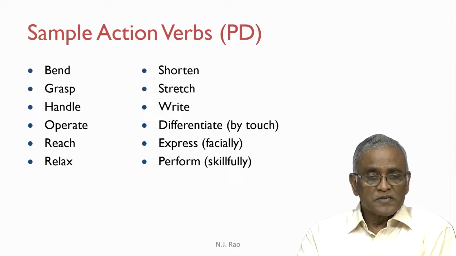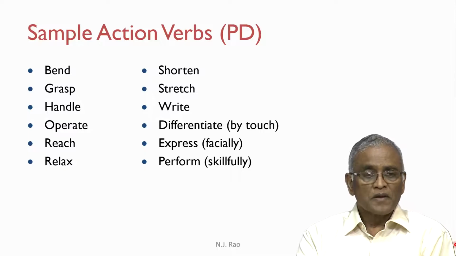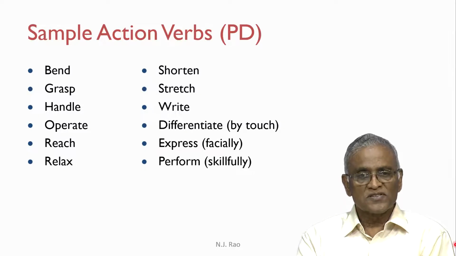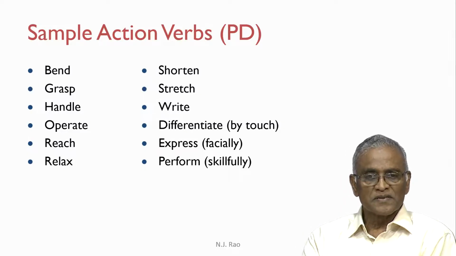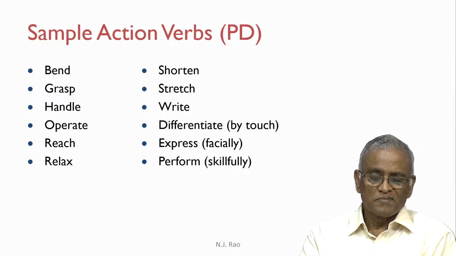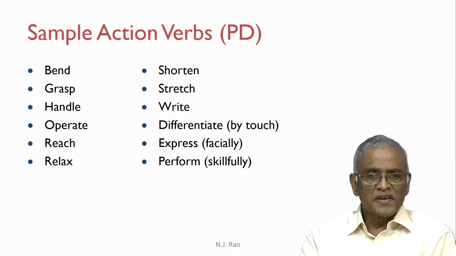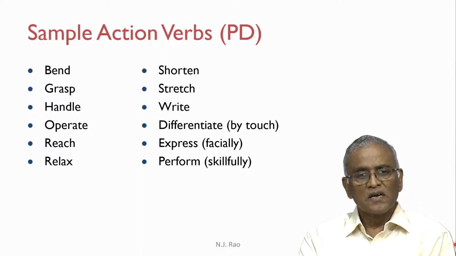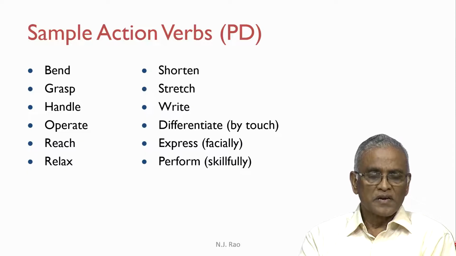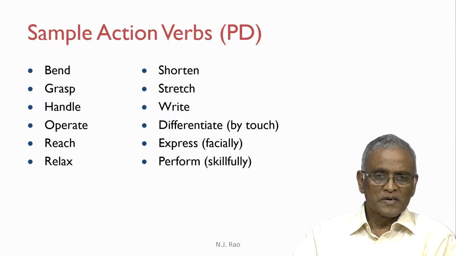Some simple action verbs of the psychomotor domain: bend, grasp, handle, operate, reach, relax, shorten, stretch, write, differentiate, express, perform skillfully, and so on. And we are only looking at the psychomotor domain very briefly, because in our subsequent units we will not be focusing very much on action verbs, because we are not dealing with courses where psychomotor behavior starts becoming important.